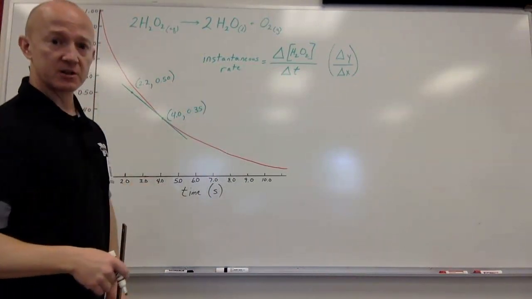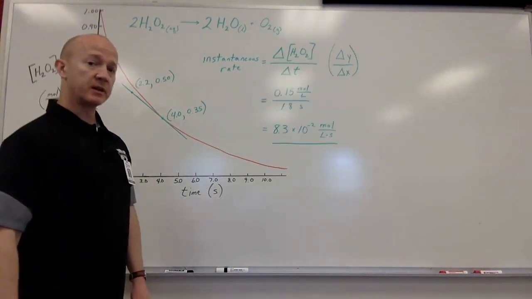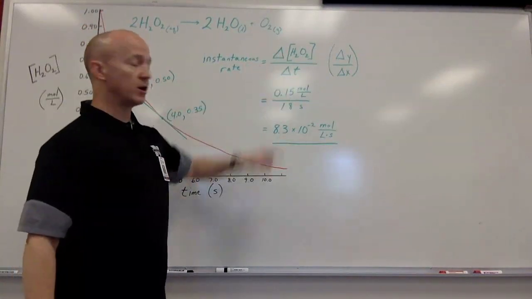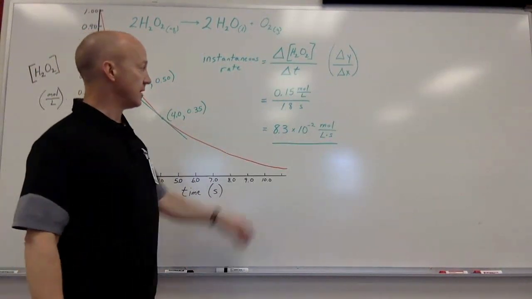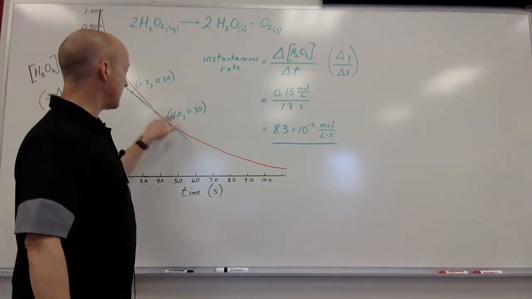Now I can determine my slope, and in doing so, determine my instantaneous rate. So when I plug in my numbers, I find that I have a difference in concentration of 0.15 moles per liter from one point to the next. And that's over the course of 1.8 seconds, the difference in my time amounts.